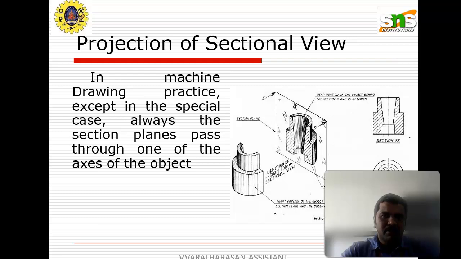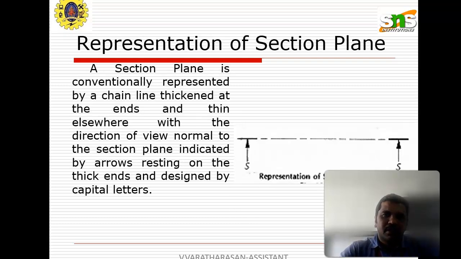The third slide shows how machine drawing practice treats a special case, where the sectional plane always passes through one of the axes of the object. It shows how it is represented at the time of the cutting plane cutting the product. In the next slide, we learn that the sectional plane is conventionally represented by a normal thin line, indicated by arrow marks resting on the thick ends of the cutting plane points.